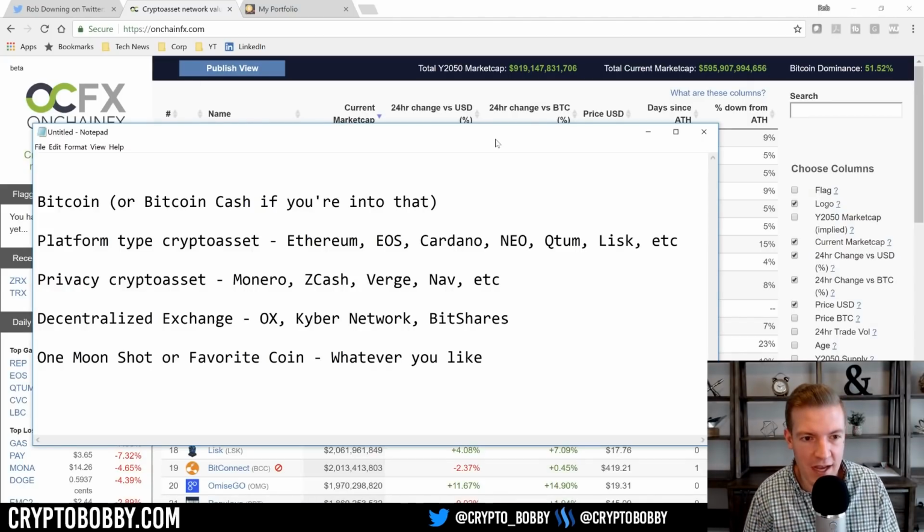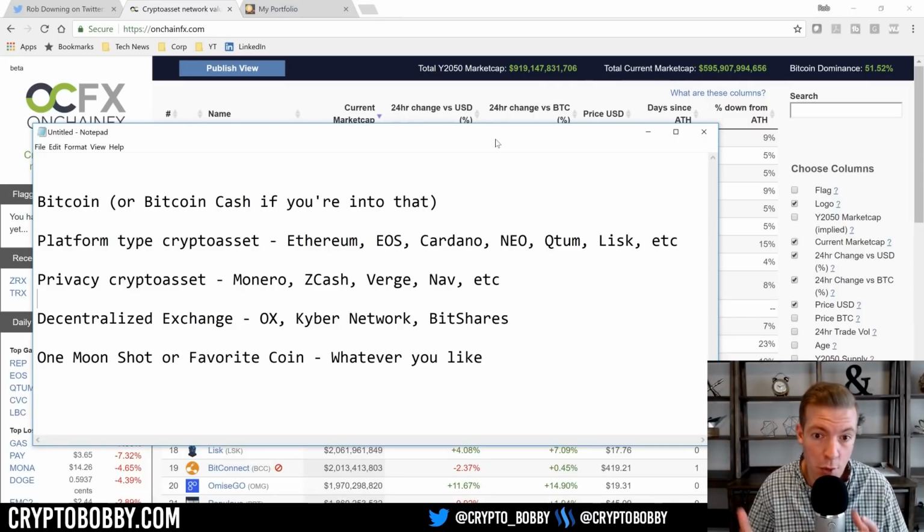The second thing I would say is a platform type crypto asset. Whether it's Ethereum, whether it's EOS, whether it's Cardano, Neo, Qtum, Lisk, there are a number of general purpose platforms that host ICOs and allow development on top of that platform. And I think these are an essential part of your portfolio, and I would choose probably 1 to 2 here.